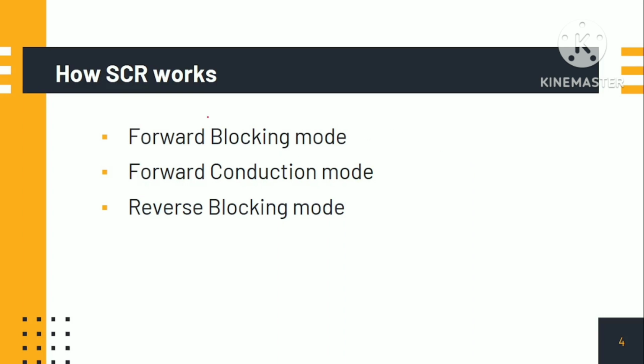The SCR working principle can be explained under 3 modes. The first one is the forward blocking mode, the second one is the forward conduction mode, and the third one is the reverse blocking mode. We will see the graph of each mode separately.